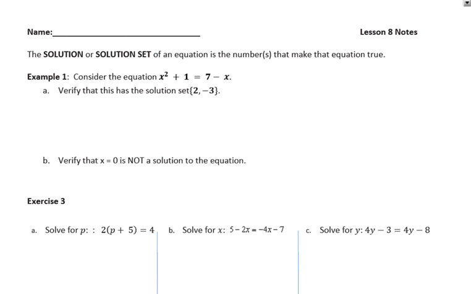Again, looking at the solution sets. Example number 1 says to consider the equation x squared plus 1 equals 7 minus x. And they want us to verify, okay, that means to check, that the solution set is -2 and -3. So all that means is we're going to take each of these solutions, plug them in, and see if they work for that equation. Plug it in.